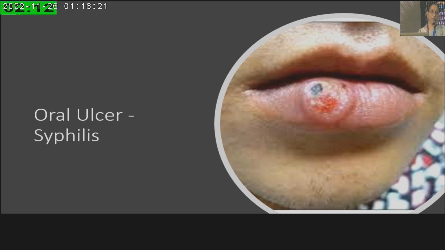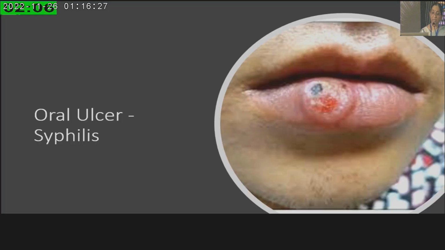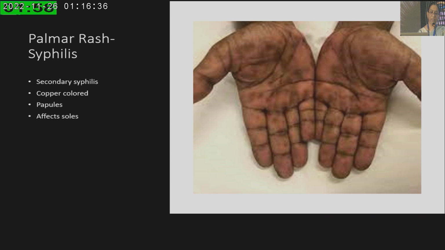In contrast to the ulcers which you see in Behçet's, the oral ulceration in primary syphilis, also called chancre, is painless. And you can also see that the margins are elevated and indurated. In the secondary stage of syphilis, you can get this unusual rash on the palm and the soles of the feet. They're copper-colored papules. Very rare to get rashes in the palms and the soles.